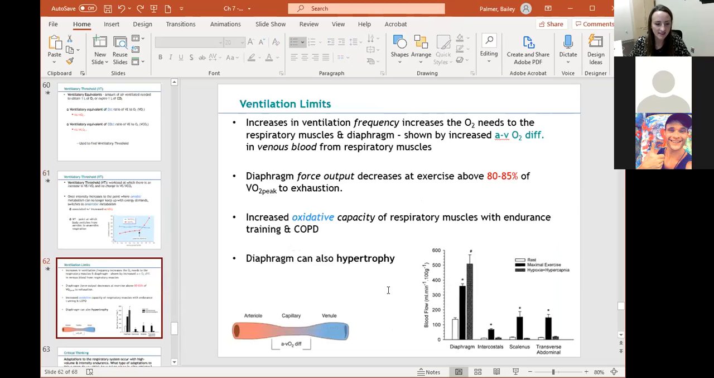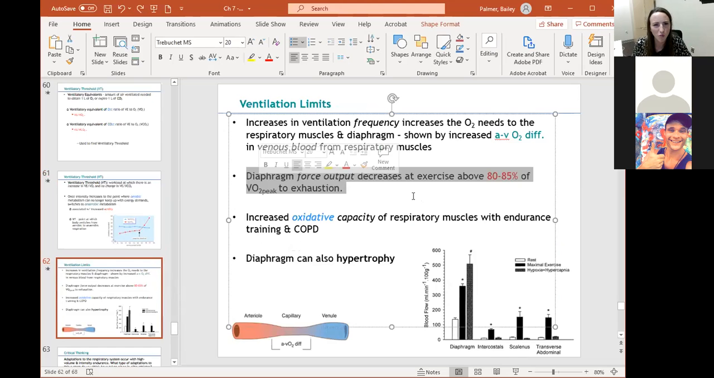And then the last slide, you'll have a question about this. This is ventilation limits and adaptations. What you need to know is about the diaphragm. So force output: when does force output of the diaphragm decrease?